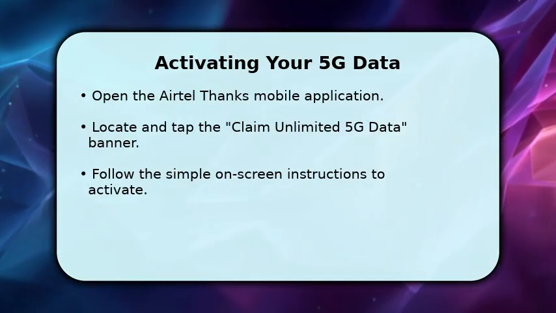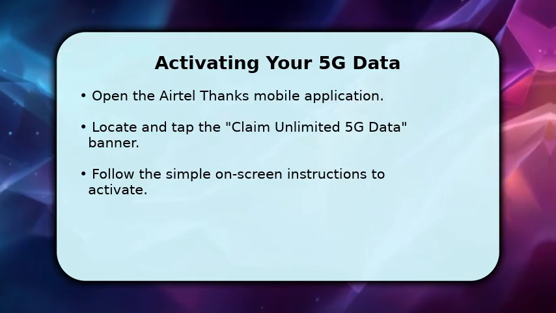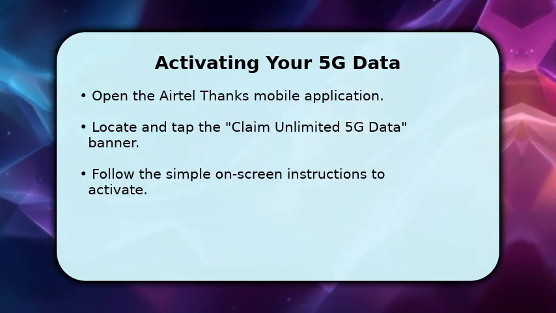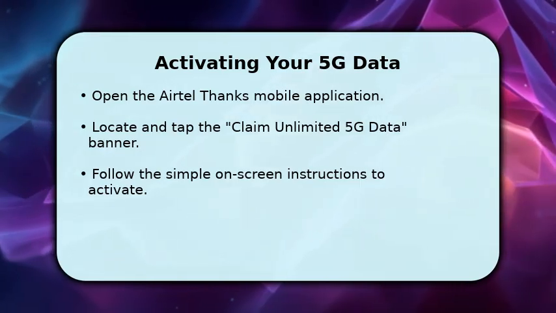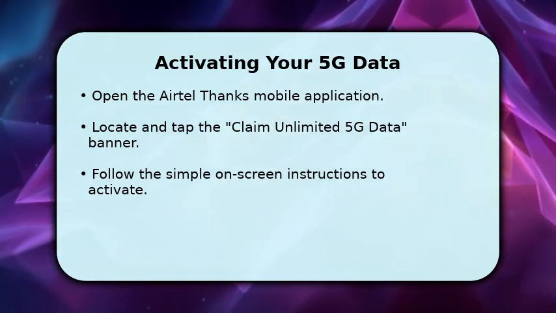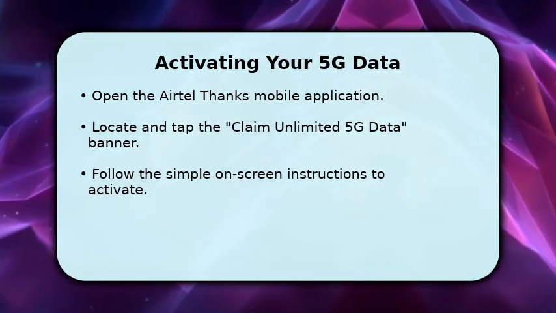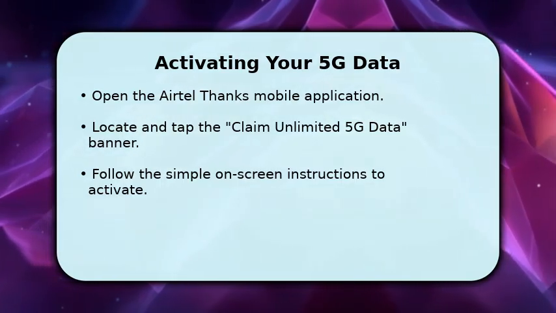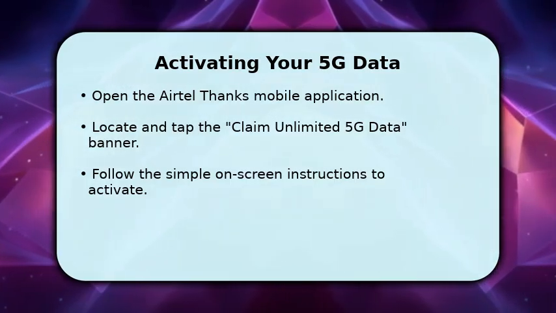Once you've confirmed your eligibility, open the Airtel Thanks app on your phone. Look for the prominent Claim Unlimited 5G Data banner or section. Tap on it, and the app will guide you through a few simple steps to activate your unlimited 5G. This process is designed to be user-friendly, ensuring you can quickly enjoy high-speed data without any hassle. It usually takes just a moment.